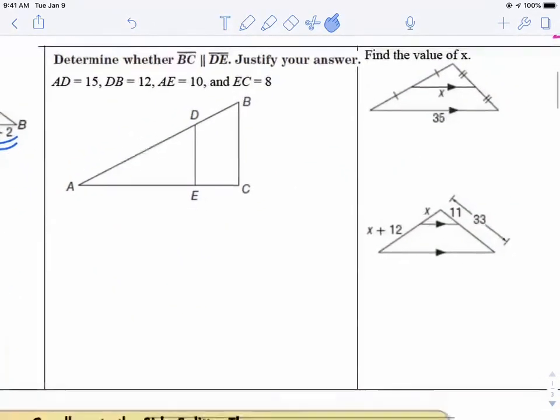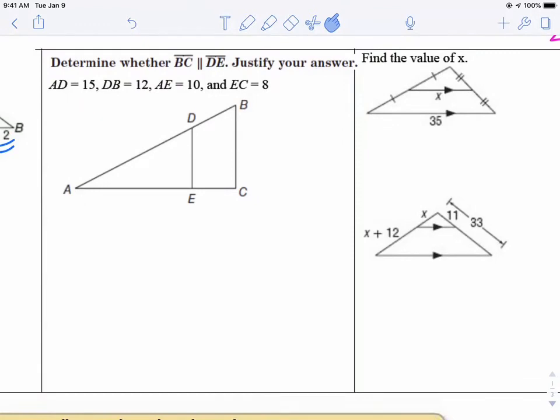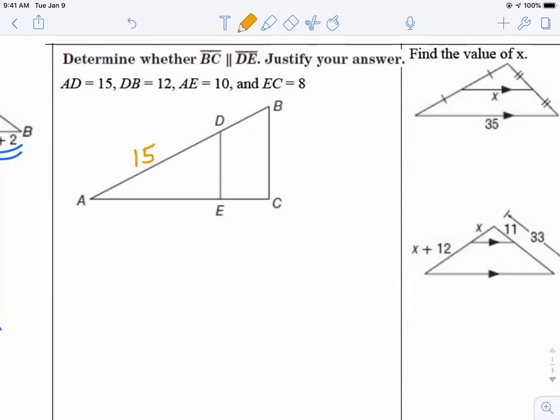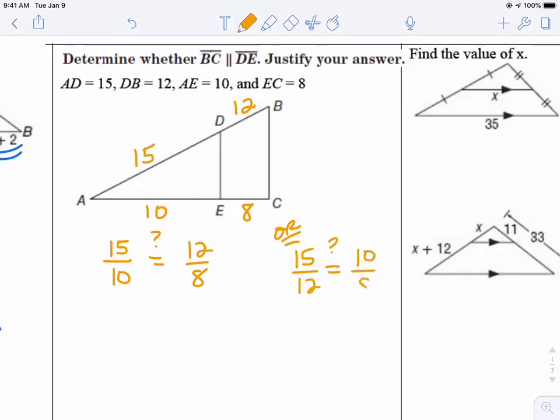Okay, second example. Determine whether the segments are parallel. Well, if they're going to be parallel, that means that the sides have to be proportional. So we have AD is 15, and DB is 12, and AE is 10, and EC is 8. So we're just going to check, is it true that 15 to 10 is equal to 12 to 8? Now, you could also check 15 to 12 and 10 to 8, for example. There's lots of different proportions you can check. I'm just doing the ones where the equation looks like how the picture looks.